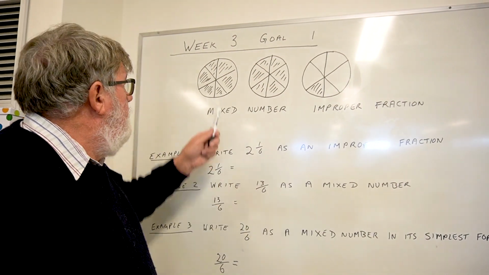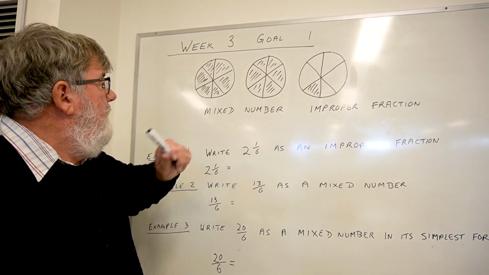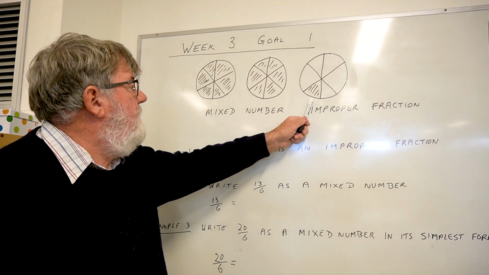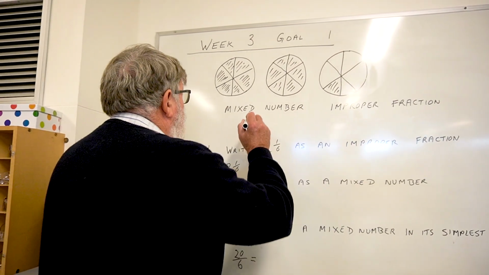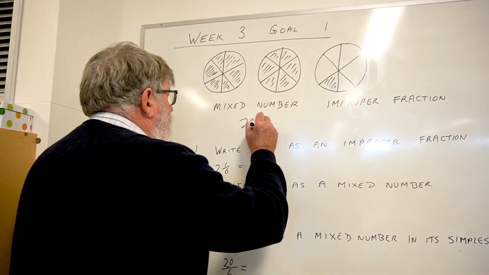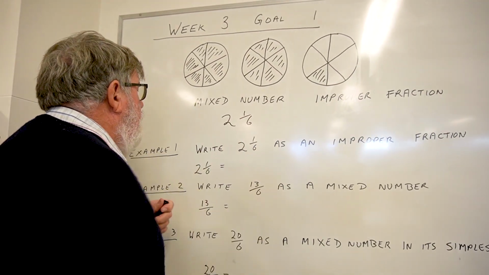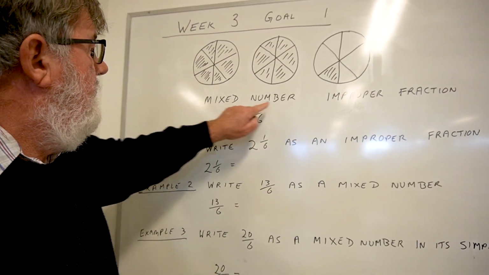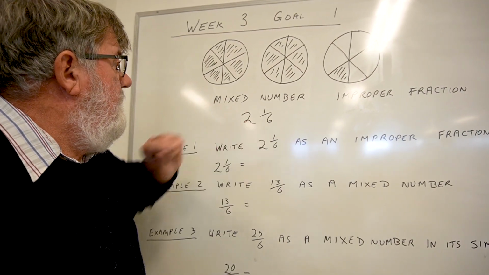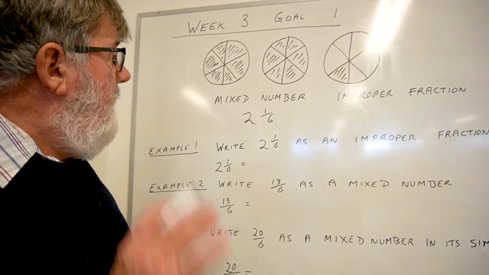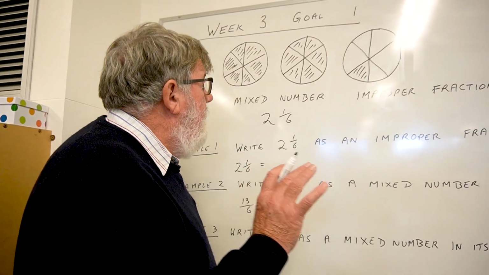Well, I can say that I've got 2 full pizzas and 1/6 left over. So I can write that as 2 and 1/6. And that is called a mixed number because it contains a whole number part and a fraction part. But I can also record it just as a fraction.